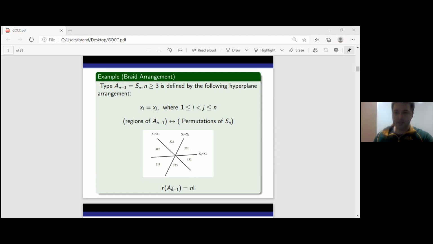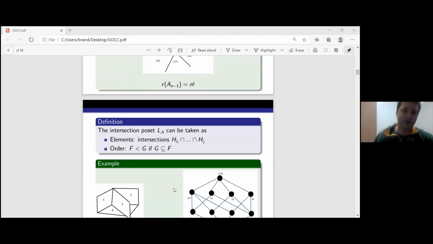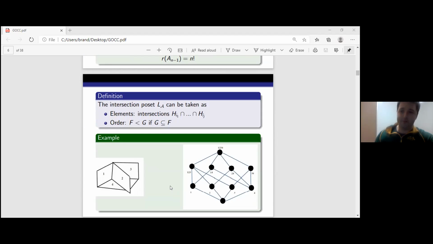And you go around here and you get the permutations of S3. And so a nice thing, if you've done a lot of algebraic combinatorics, is that you'll see that the number of regions of A_{n-1} is actually n factorial. And we'll get to that a little bit later in the talk. And it's just a special property of the chromatic polynomial. Okay. And so we're going to need another definition.